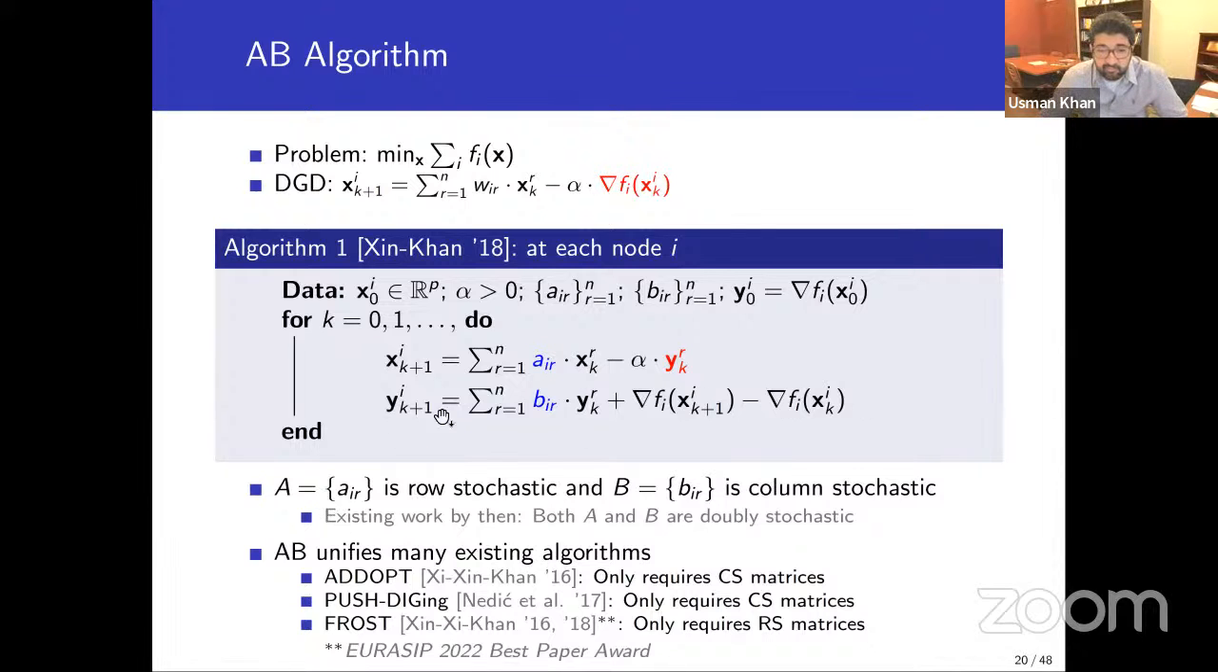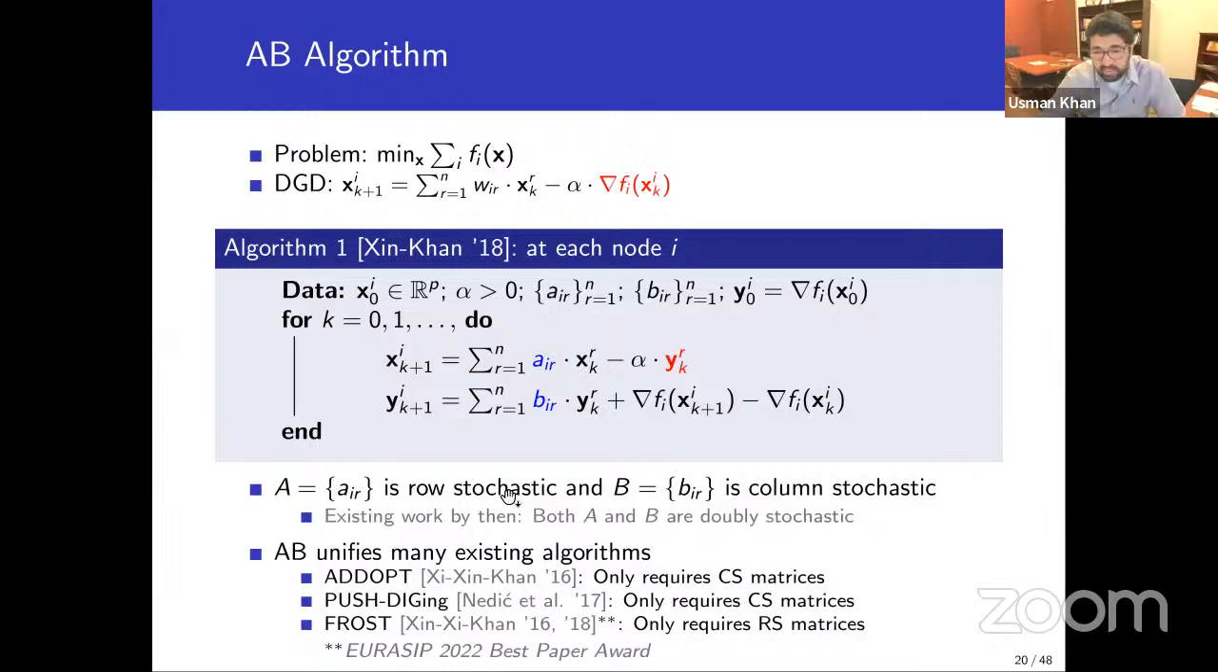In the first step, when I choose the weights on how I mix the incoming information, I choose these weights to be row stochastic in the first update, column stochastic in the second update. So this AB method that we proposed back in 2018 has weights in the first update that are row stochastic and weights in the second that are column stochastic. Until then, the work assumed both to be doubly stochastic. There is a potential advantage of choosing row and column stochastic weights that are not necessarily doubly stochastic: the algorithms are applicable to directed graphs.